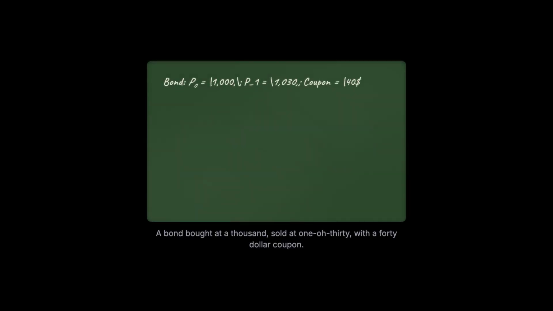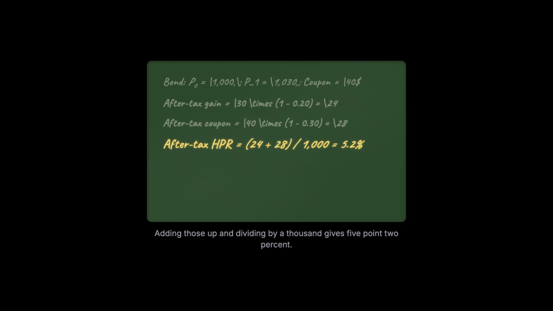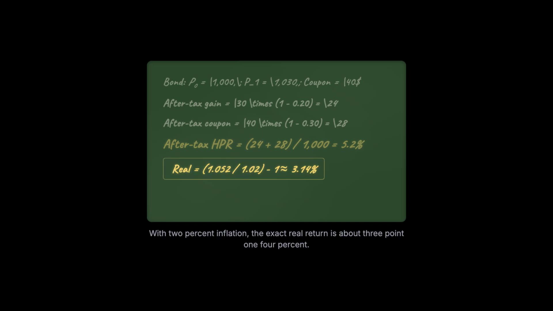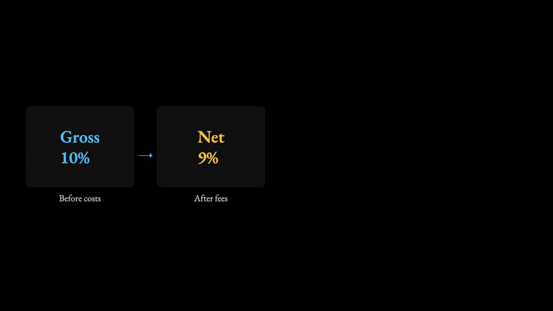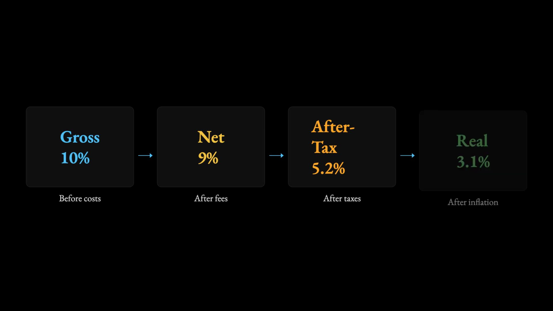A bond bought at 1,000, sold at 1,030 with a $40 coupon. Capital gains taxed at 20% leaves $24. The coupon taxed at 30% leaves $28. Adding those up and dividing by 1,000 gives 5.2%. With 2% inflation, the exact real return is about 3.14%. So the return keeps getting smaller at each layer: gross, net, after tax, and finally, real. Each step peels away another cost.